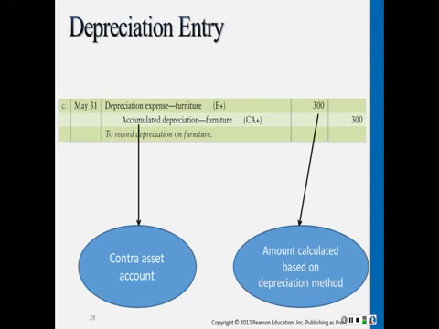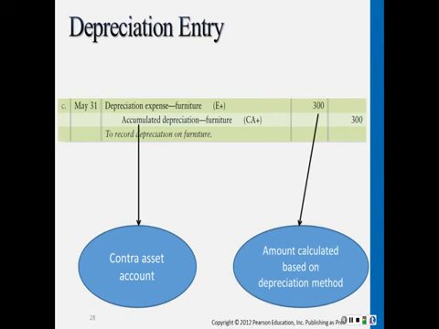On May 3rd, SmartTouch purchased furniture for $18,000 and recorded the purchase as a debit to furniture and a credit to cash. SmartTouch believes the furniture will remain useful for 5 years and then will be worthless. One way to compute depreciation is to divide the cost of the asset, $18,000, by its expected useful life, 5 years. So the depreciation for each month is $300. $18,000 divided by 5 years equals $3,600, divided by 12 months equals $300 per month.